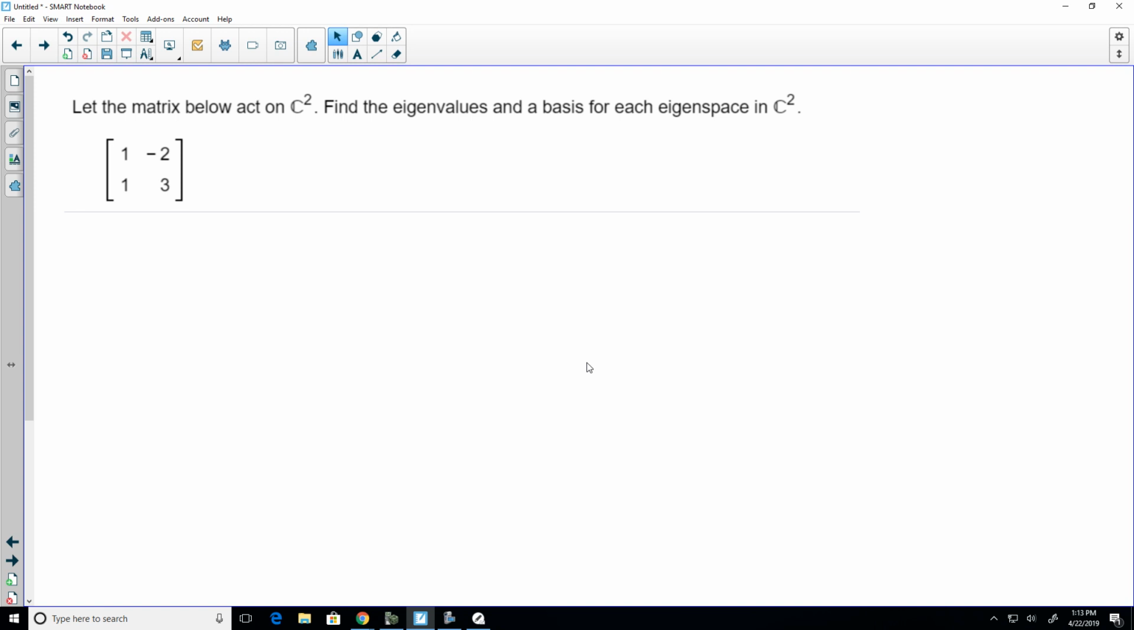So I did the last 2 pages on the 6.3 notes, and I did a couple of examples of the Gram-Schmidt process. So this is number 1 on the case study, and it says let the matrix below act on C2. So what do you think C2 is?